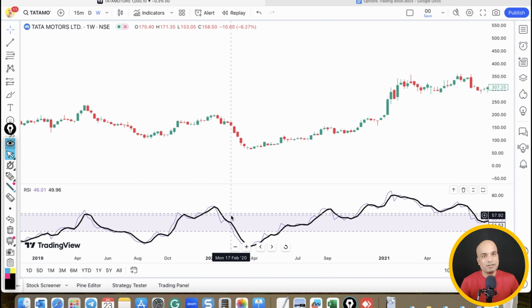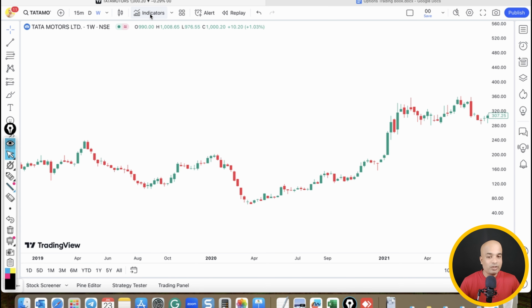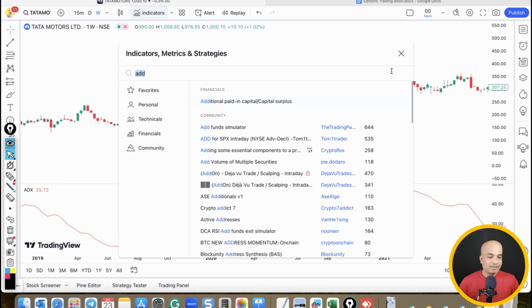Anything above 60 is bullish, uptrend. Anything below 40 is downtrend, that is bearish. Anything between 40 and 60 is sideways trend. Okay, this is the third way to identify a trend. So the fourth way to identify a trend is through one more indicator, which is called ADX, Average Directional Index.